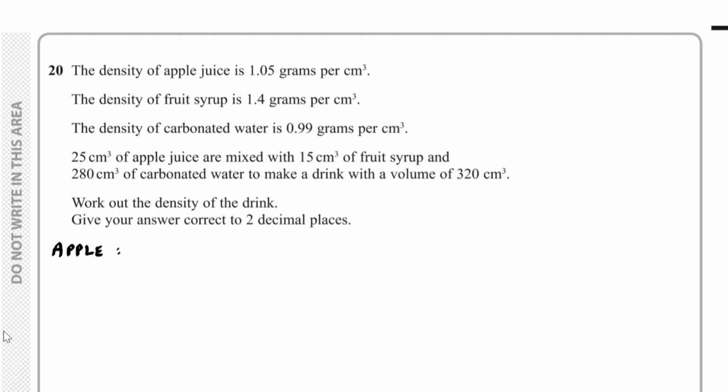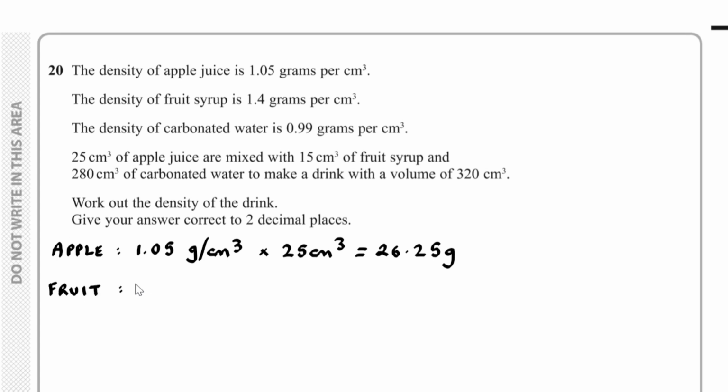What we can do is find out the mass of apple, the mass of fruit, and the mass of water. We know the total volume, and if we find out the total mass, we can divide those to find the density. So for apple, we've got 1.05 grams per centimeters cubed multiplied by the volume, 25 centimeters cubed. So the mass of apple then is equal to 26.25 grams.